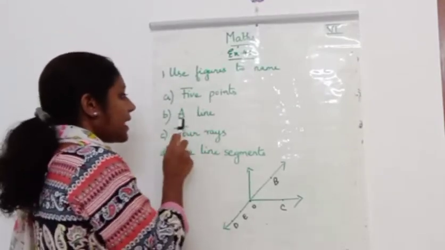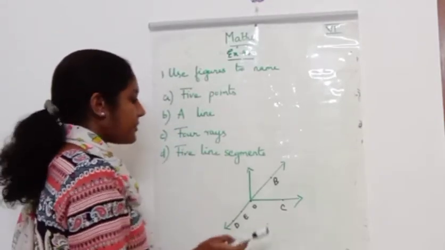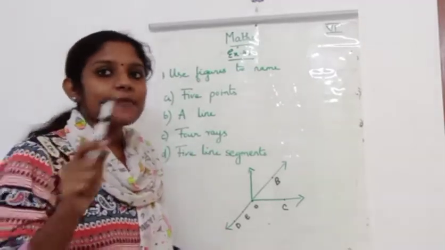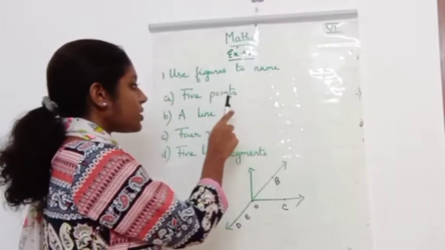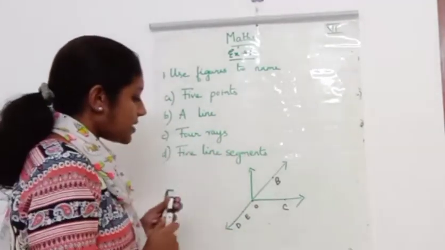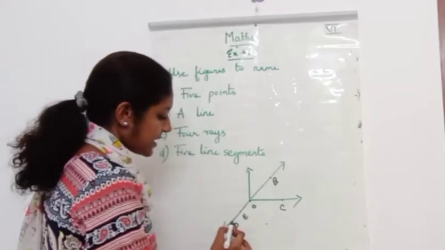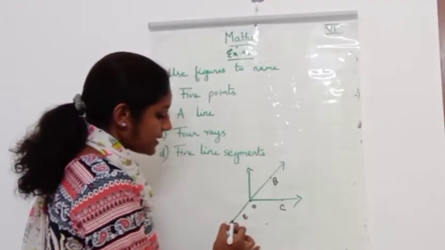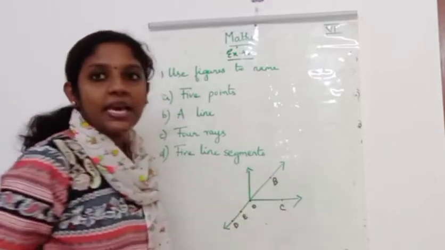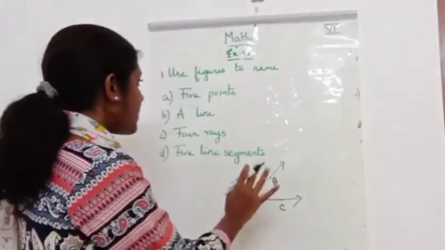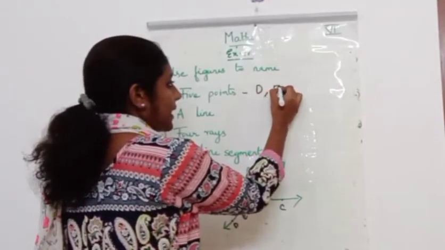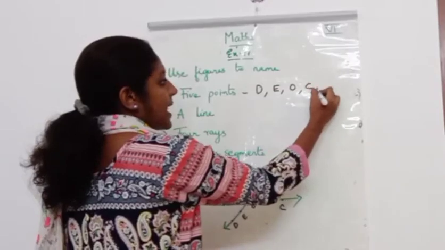Second question, a line. You have to name a line from here. 4 rays, 5 line segments. To answer this question, you have to know what is a point, what is a line, a ray and a line segment. Here in this figure when you look, you can see the points are labeled. D is a point, E is a point, O, C and B. So you have 5 points here. You can name the points as D, comma E, comma O, C and B.